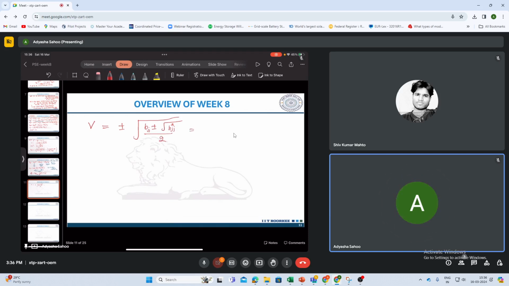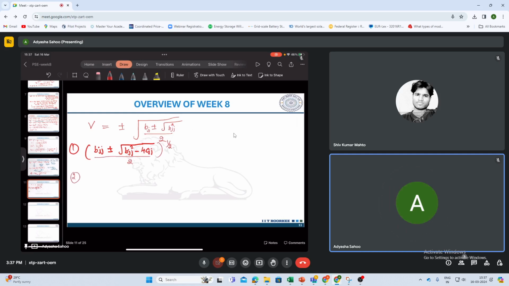So this turns out to be plus minus BJJ by 2. Or let me just write the four roots once again. So first root is square root of BJJ plus minus BJJ square minus 4CJJ divided by 2, whole square root.